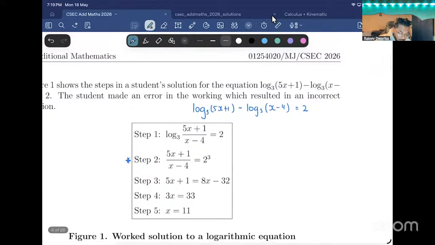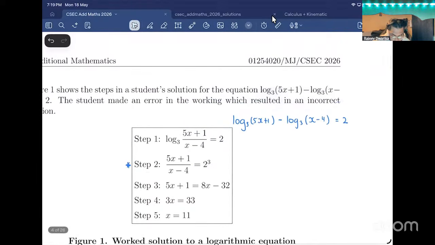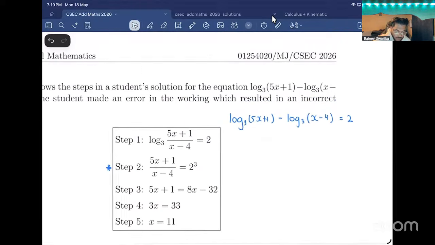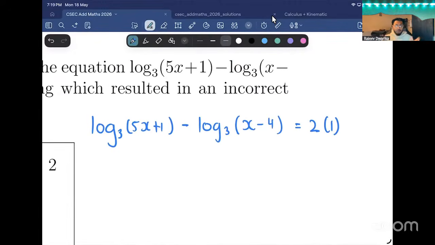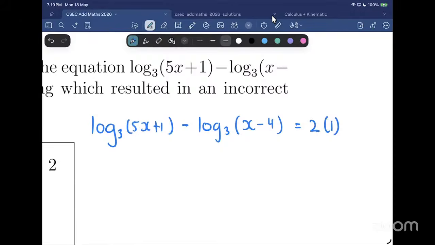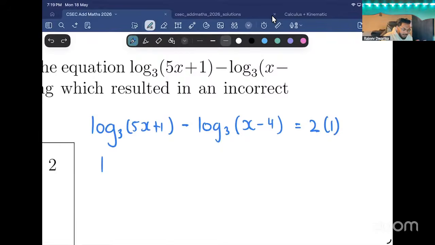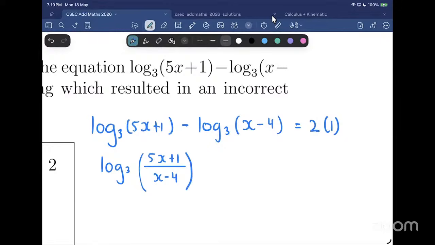Let's look at the full working on what it's supposed to be. So I can rewrite 2 as 2 by 1. Will you agree with me on that? 2 is the same thing as 2 by 1. On the left hand side, I have the same log base and a minus in between. So if that's the case, then I could just rewrite that as log base 3 of 5x plus 1 all over what? X minus 4. Right, this is the quotient rule.